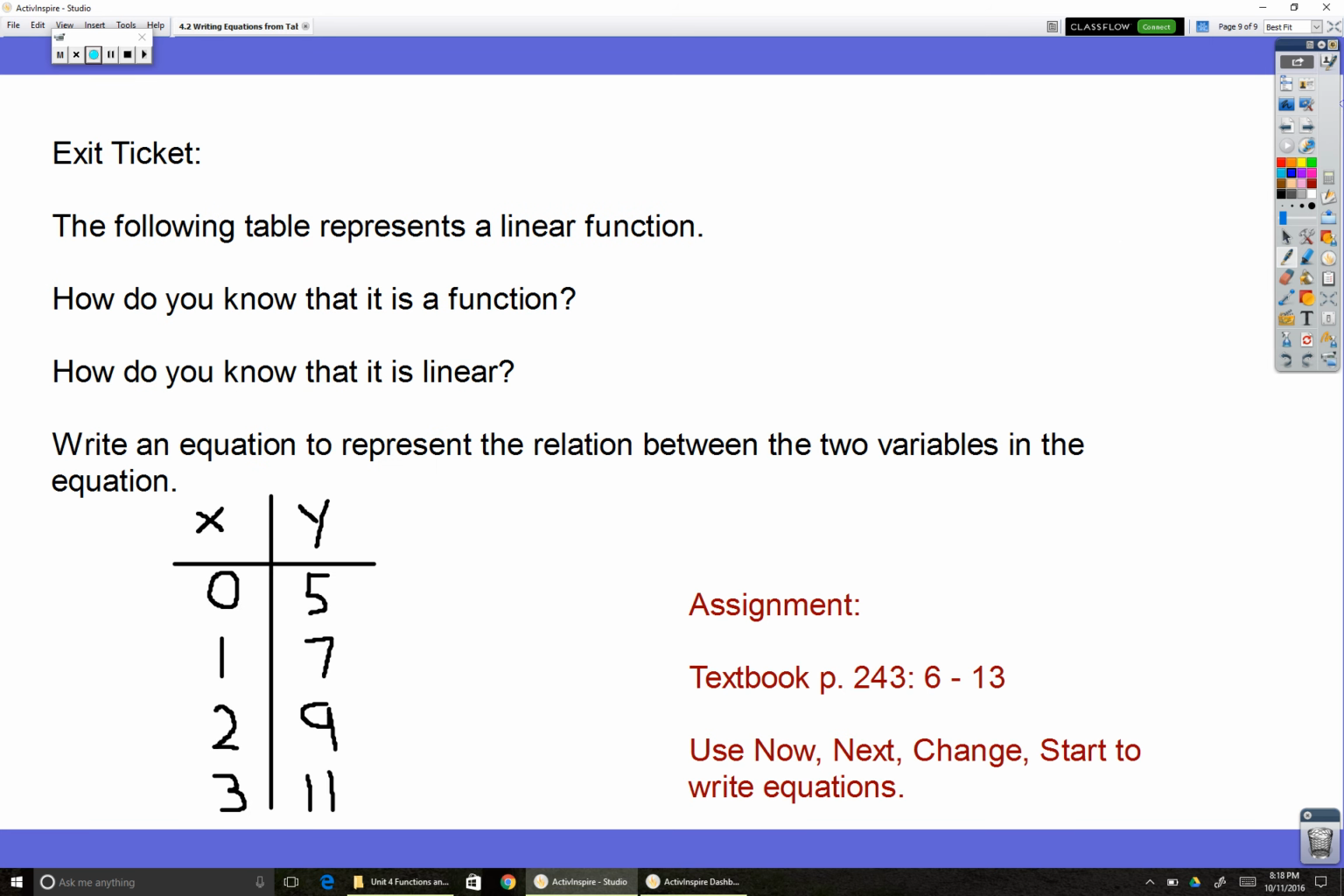Okay, this is an exit ticket that would be done in class. We're not going to go over it on this video. This is your assignment. You're going to do 6 through 13 in your textbook. I would like you to list the now, next, change, and start to write your equations, and also graph your equations.